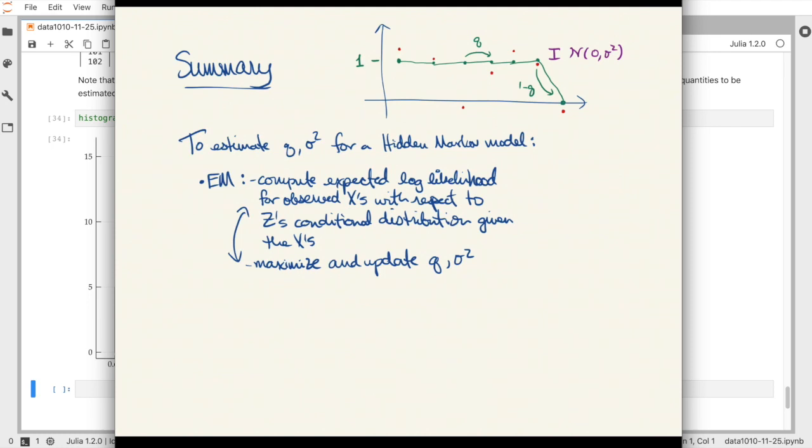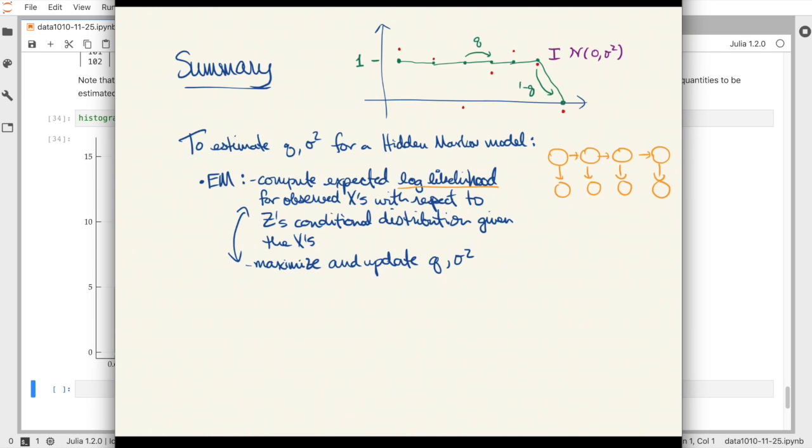And then we just alternate back and forth between these two steps, recomputing expected log likelihood and then maximizing and updating the parameters. And the methods we learned along the way are that when we wanted to work out the log likelihood, we just navigated the Bayes net. And every time we want to deal with a new node, we just multiply by the probability mass or probability density for the value in that node with respect to the conditional distribution given the parents of that node.